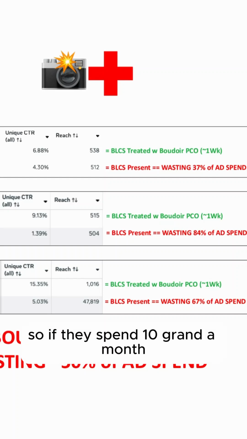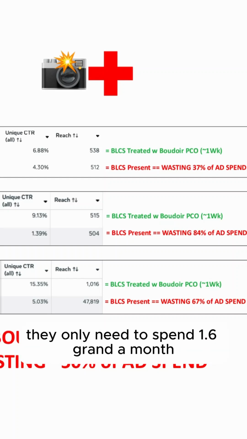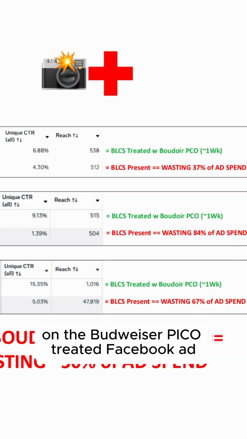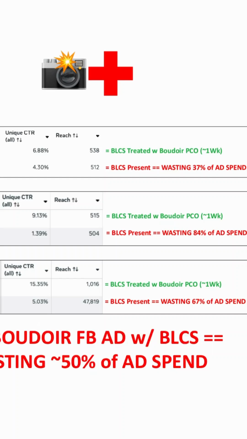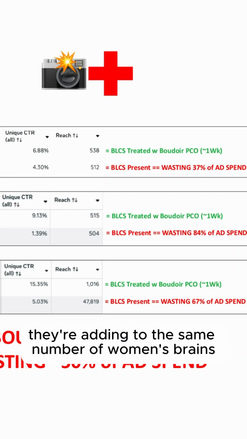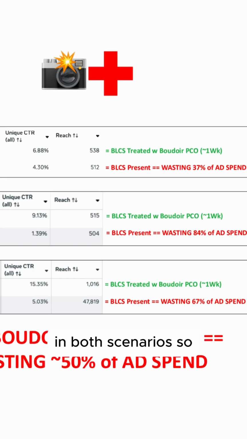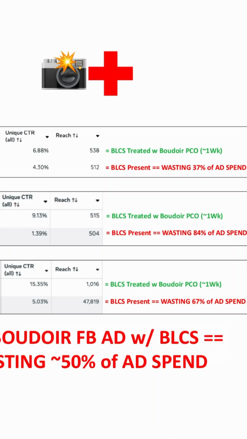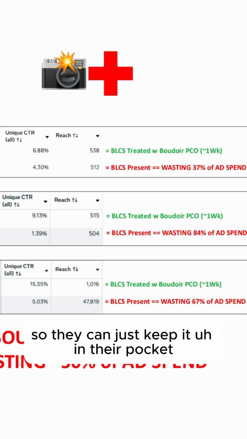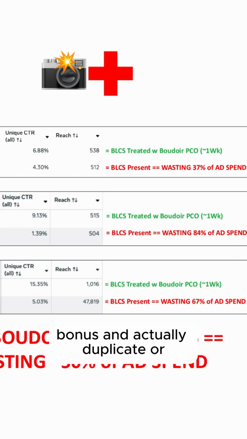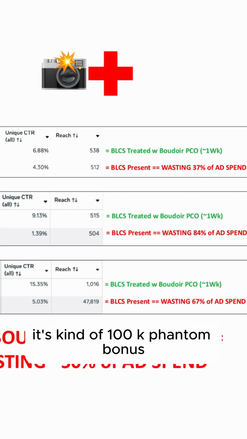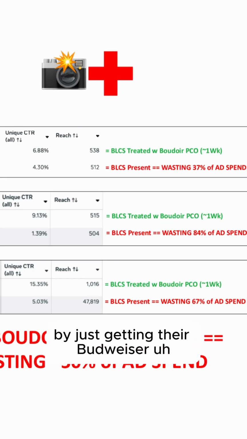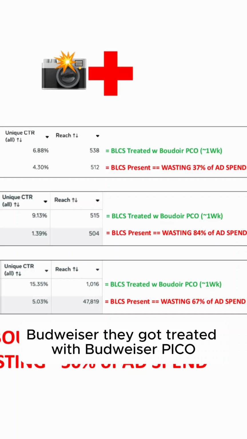So if they're spending 10 grand a month on the original Boudoir Facebook ad, now they only need to spend 1.6 grand a month on the Boudoir Pico treated Facebook ad in order to get their ad into the same number of women's brains in both scenarios. So 8,400 bucks per month no longer needs to be spent. They can just keep it in their pocket as a phantom bonus. After 12 months, it's a 100K phantom bonus, just by getting their Boudoir Facebook ad treated with Boudoir Pico.